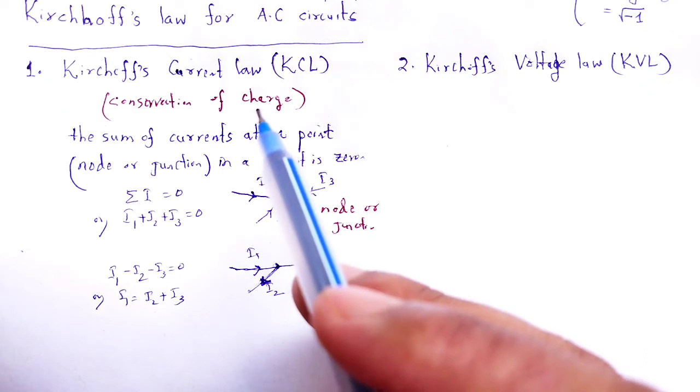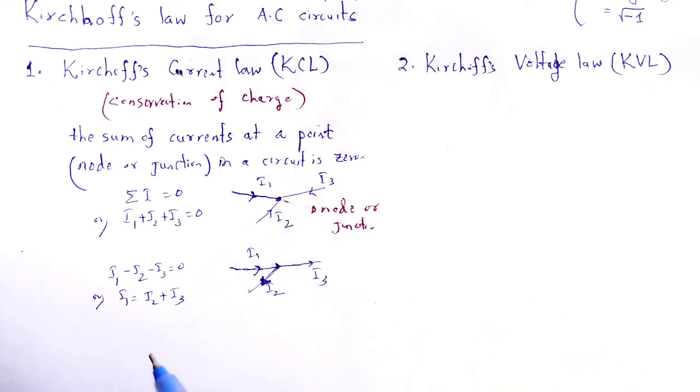But in the case of AC current, there will be a dependence upon time. What happens here? The charges tend to accumulate temporarily at various points in AC circuits. How does the accumulation take place?